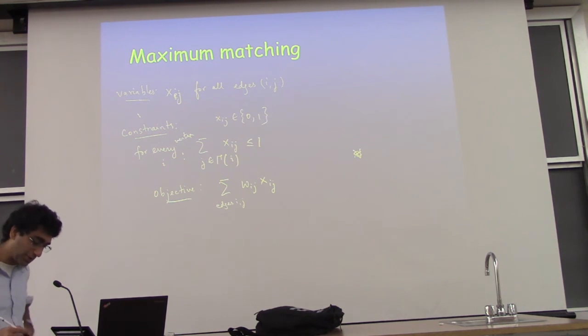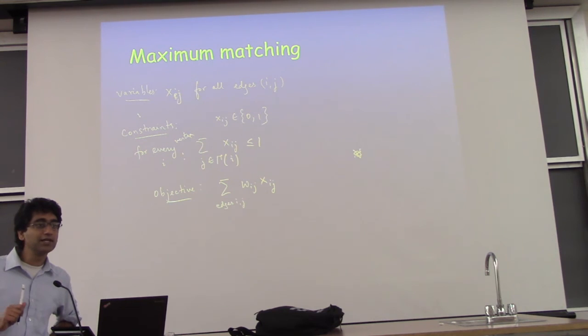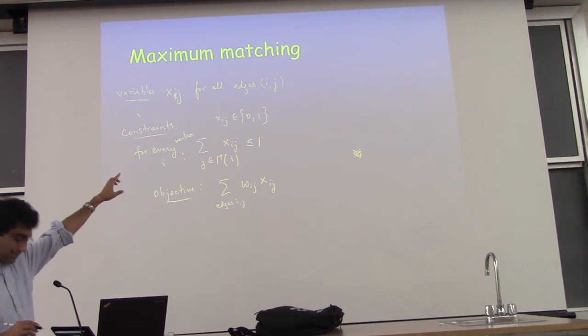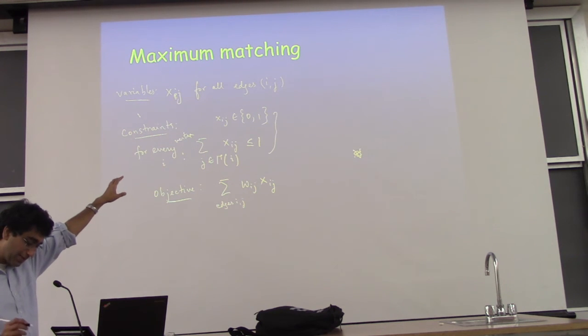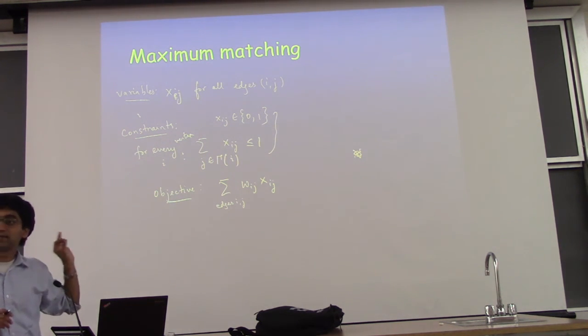So a couple of things about this. One thing to notice, which is actually rather cool, is that, as I said before, the polytope is defined only by the constraints, right? The objective has nothing to do with it.